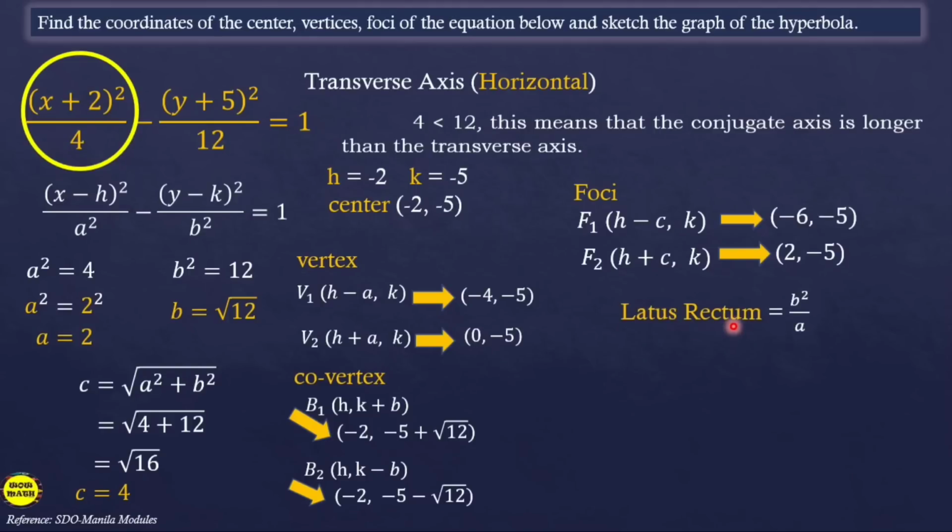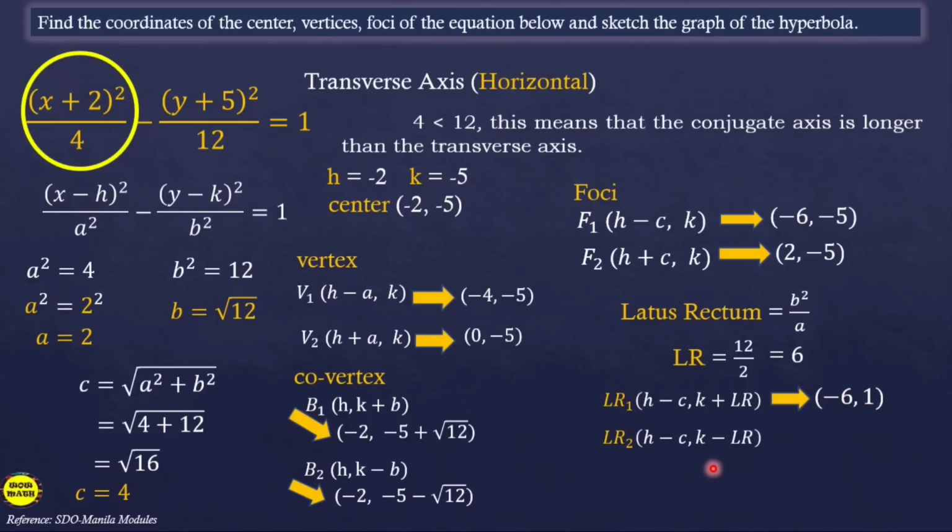Yung latus rectum natin, using the formula b squared over a. So, yung b squared natin is 12 divided by 2. Since yung a natin is 2, the answer is 6. So, kung kukunin natin yung LR1, so sundan lang natin ito, h minus c, ito yan. So, the answer is negative 6. K plus LR. So yung K natin is negative 5 plus 6. The answer is 1. So ibig sabihin yung coordinate ni LR1 ay negative 6, 1.